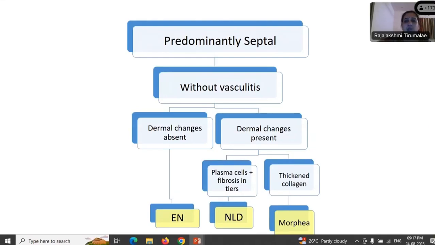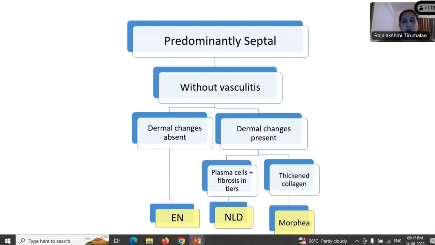And one thing we need to remember is that panniculitis and vasculitis are like twins. So whenever you have panniculitis, you also have to look for the presence of vasculitis. So these are the differentials for predominantly septal panniculitis without vasculitis. One is erythema nodosum, necrobiosis lipoidica, and we must remember that morphea also can go to the subcutis.